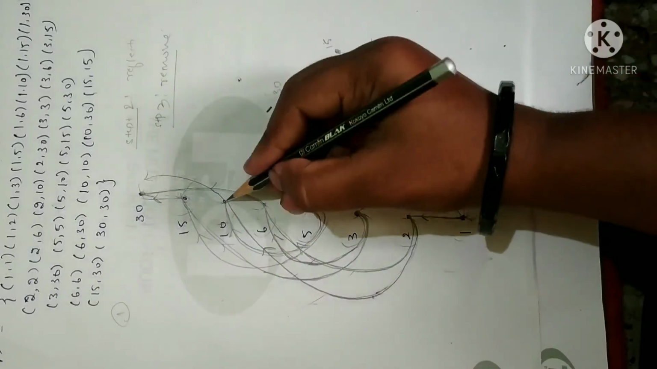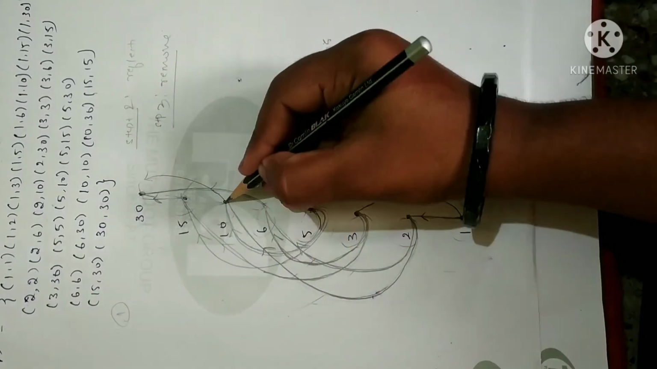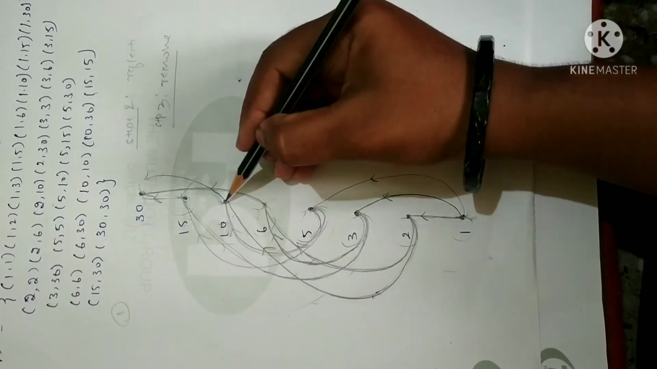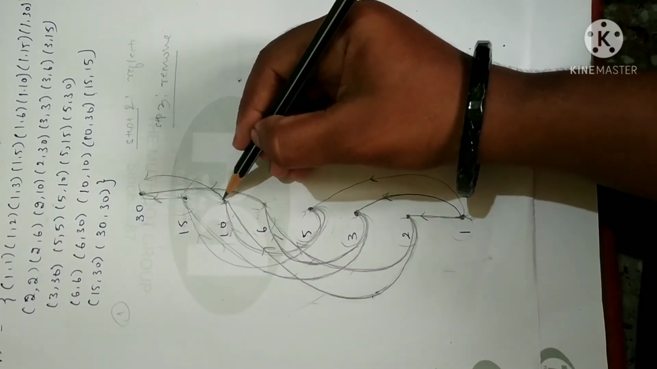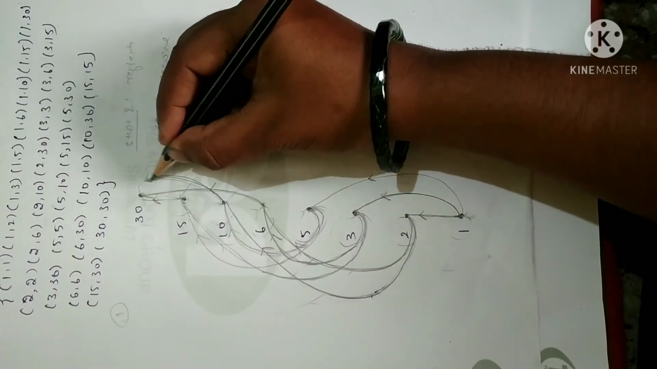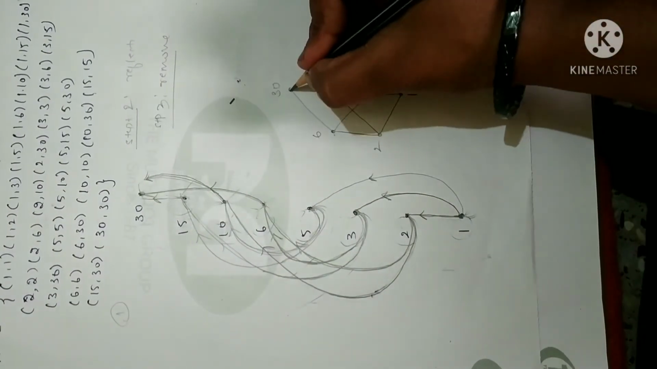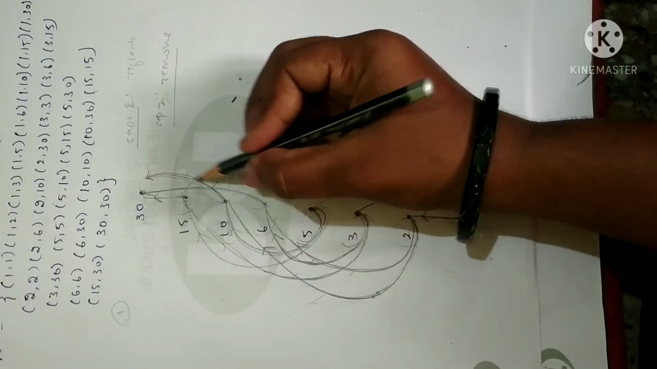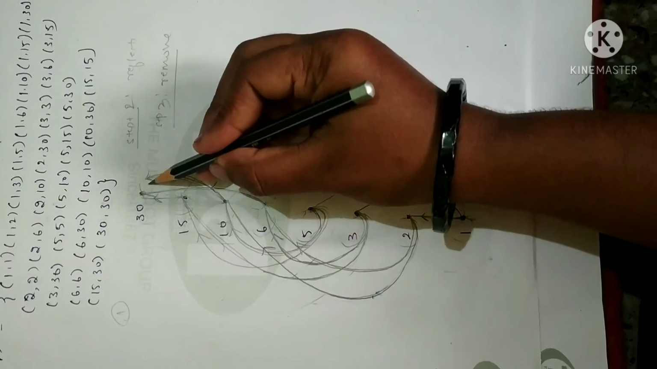Clear? Next go through the 10th vertex. For vertex 10, what are the arrow marks going through it? 10 has been connected to 30. So let me join it. That's all, nothing else. 10 is not connected to any other vertex. 10 is only connected to 30.